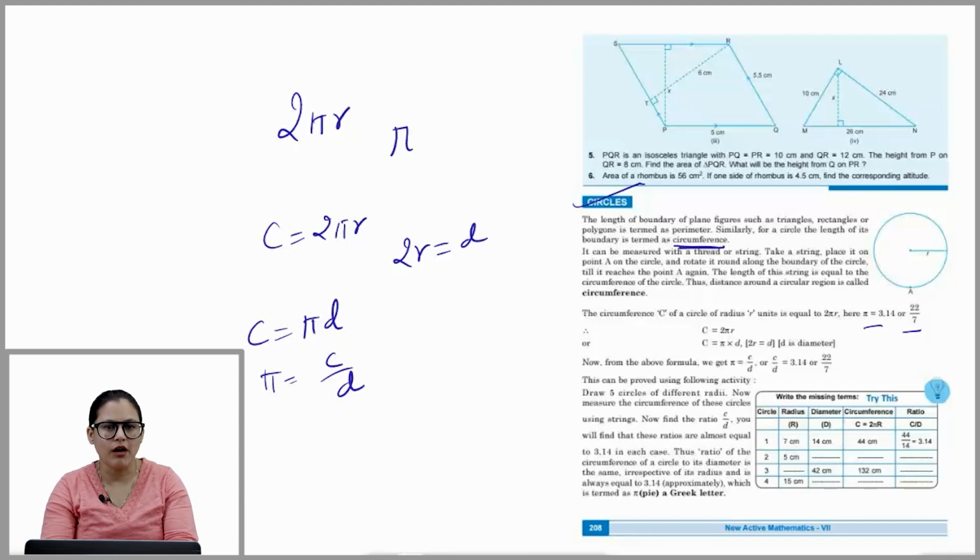Draw 5 circles of different radii. Now measure the circumference of these circles using strings. Now find the ratio C by d. You will find that these ratios are almost equal to 3.14 in each case. Thus, the ratio of the circumference of a circle to its diameter is the same irrespective of its radius and is always equal to 3.14 approximately, which is termed as pi, a Greek letter, right?